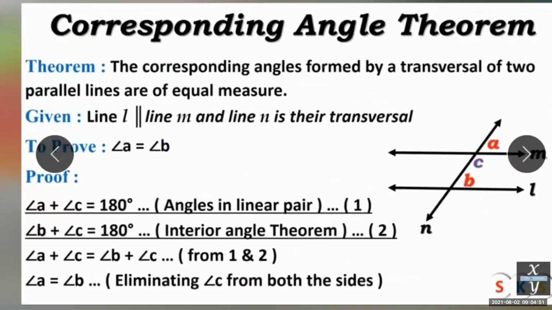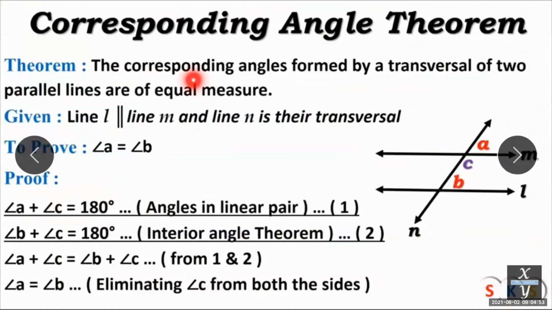Okay, so as per the statement, we have to prove corresponding angles are of equal measure. Now in the diagram, you can easily see angle A and angle B. It is one of the pairs of corresponding angles. So to prove that angle A is equal to angle B. Now here is a very simple proof, only 4 steps you have to write here. Now remember the diagram clearly.